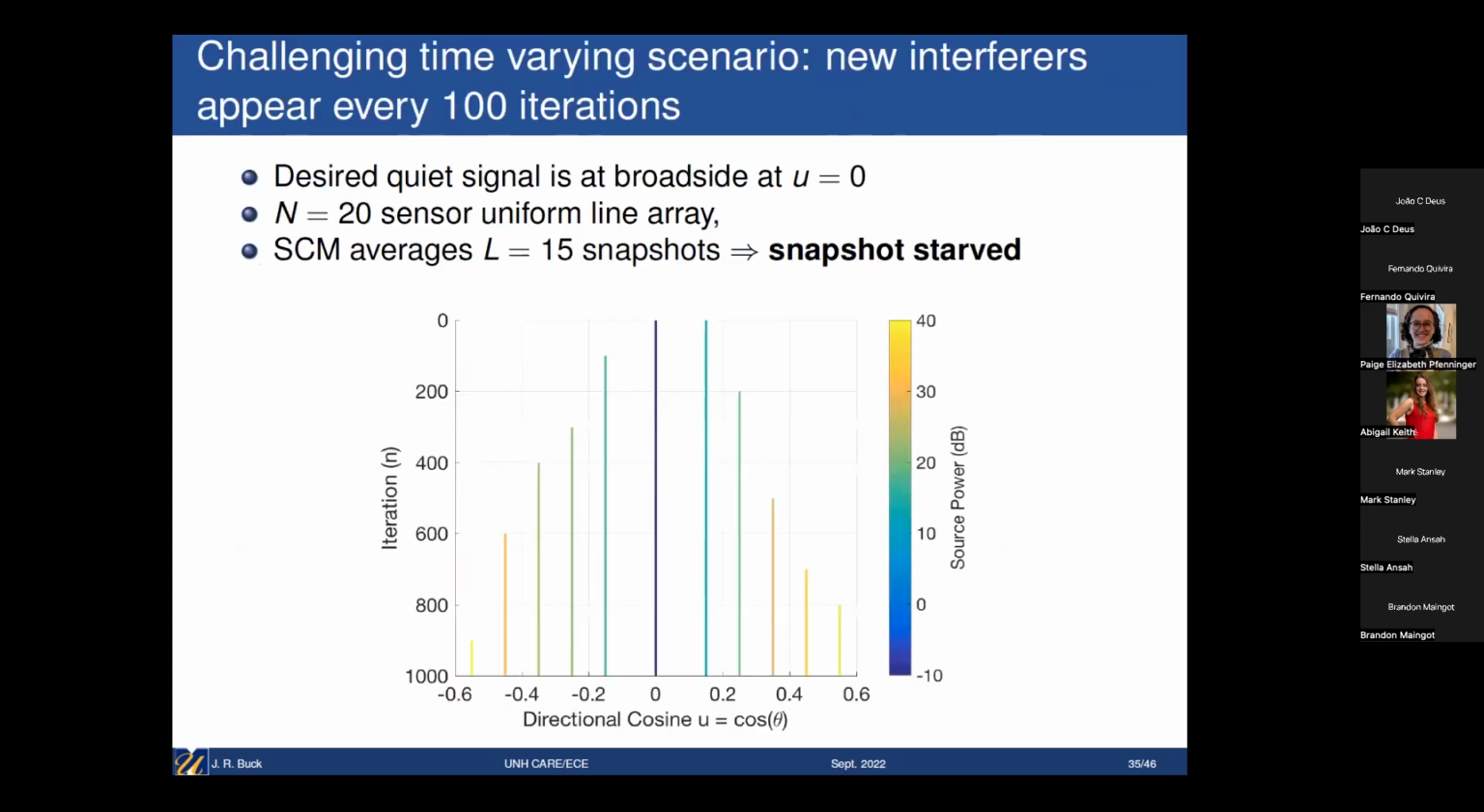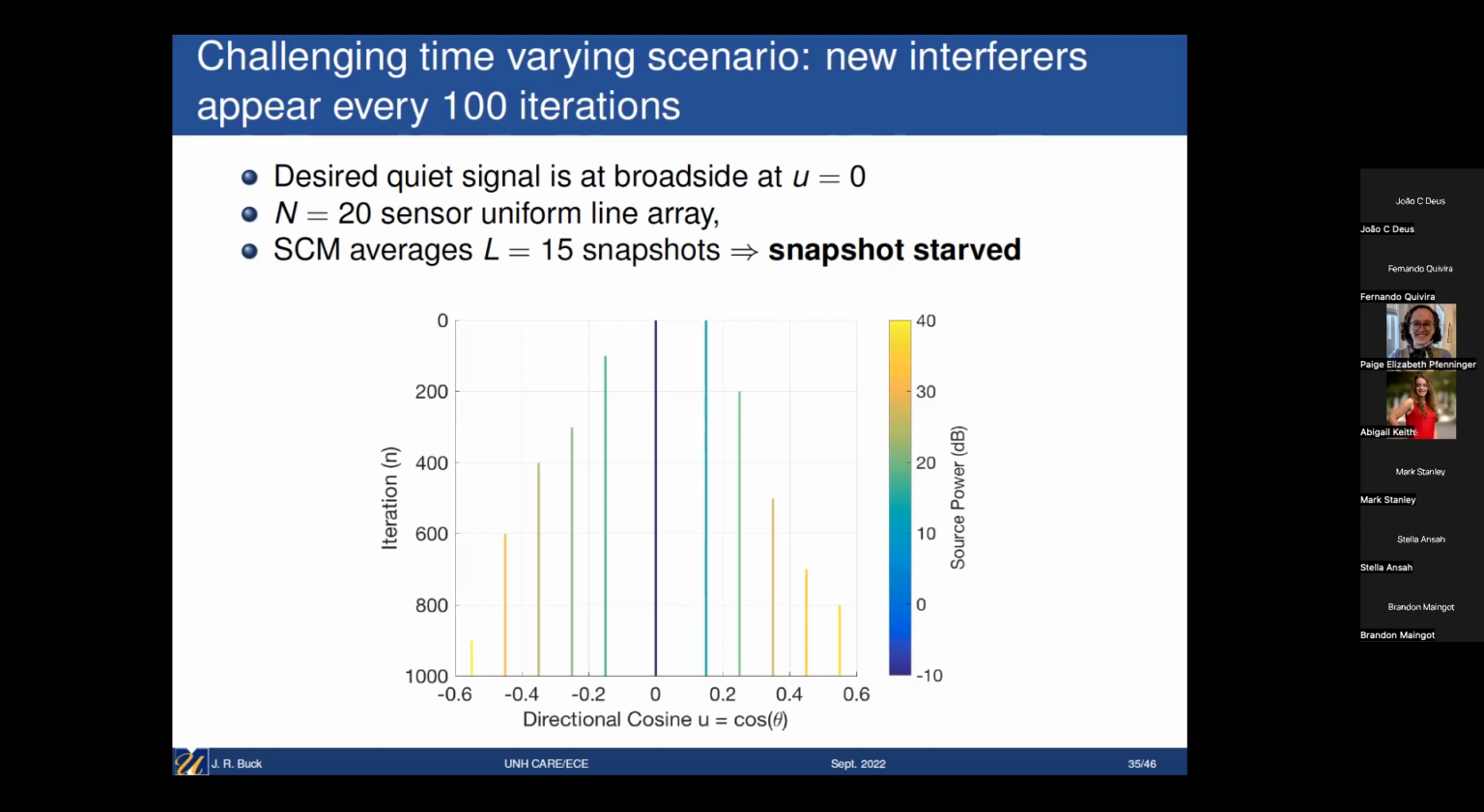So here's a hard sonar scenario. This is time coming down the graph. This is angle in directional cosine. And I have a quiet desired signal at broadside that's about 10 dB below the background noise. I start out with one interferer, and then every 100 or so samples, another interferer shows up much louder than the thing I'm looking for. And these were chosen to be annoyingly non-optimal, in that they're showing up in the side lobes over and over, the loud peaks of the side lobes over and over again.